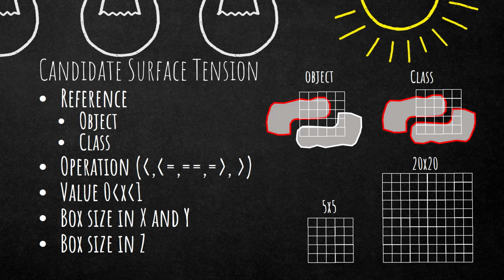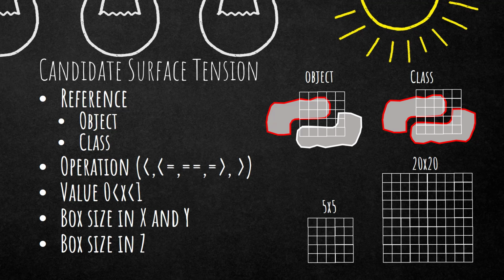Reference is either object or class, and I try to illustrate this on this figure on the right hand side. If you choose object as reference, then the pixels of the current image object are considered for relative area measurement, and if you choose class, pixels of a given class are considered. So if two objects of the same class fall within your box size and you choose class, both are considered in the relative area measurement, and if you choose object, only the current active object is considered and not the neighboring objects that might overlap your bounding box.